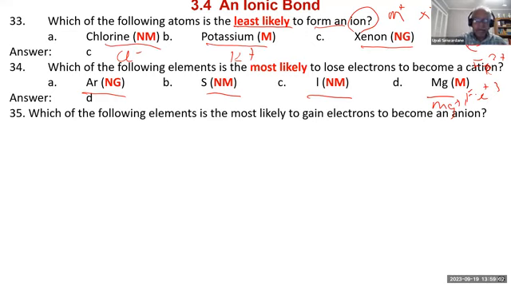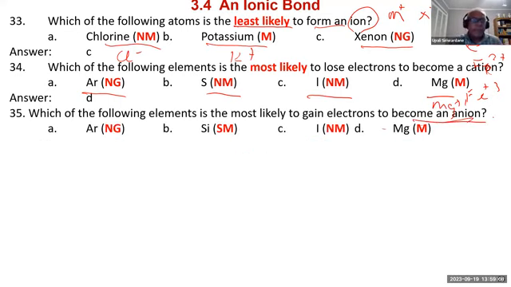Which of the following elements is most likely to gain electrons or become an ion? So we are looking for a non-metal. This is a noble gas; this Ng means noble gas. This is a semi-metal. This is the non-metal, and this is the metal. This is the one likely to become an ion, therefore the answer should be C.